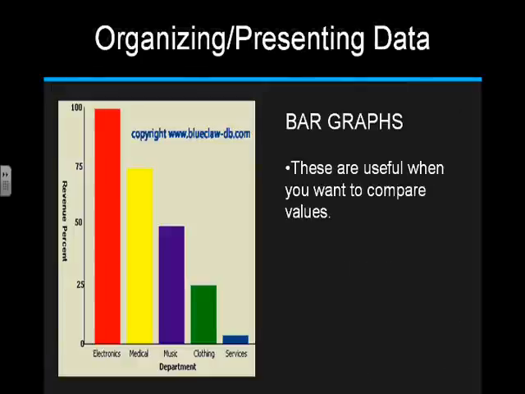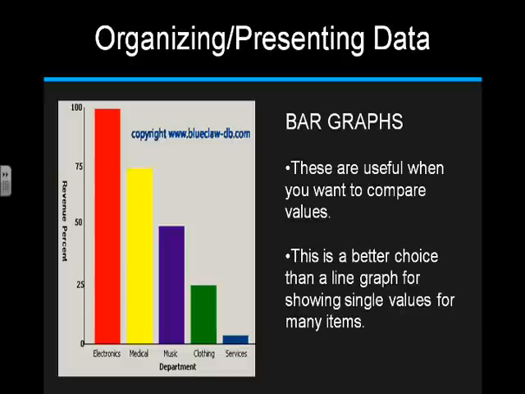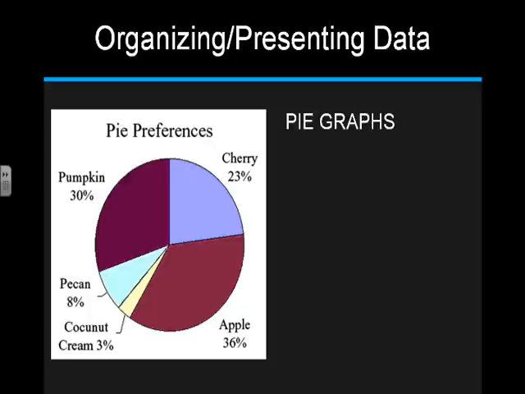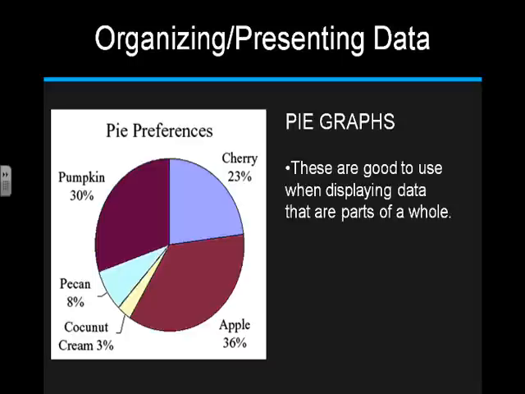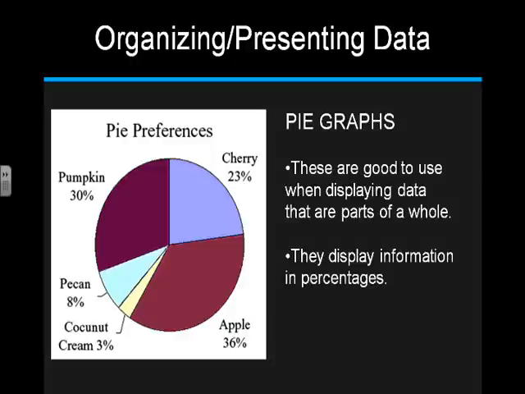Now, the bar graph is useful when you want to compare values. This is a better choice than a line graph if you want to show single values for a lot of different items. And lastly, we have our pie graph or circle graph. These are good when you want to show data that are parts of a whole. And these always display information in percentages. So make sure that you know the difference between these three graphs. Also, hopefully we're going to learn how to make these three graphs. You should already know how to do that, but we will also maybe do some practice on that.